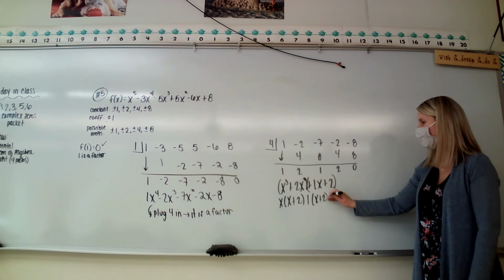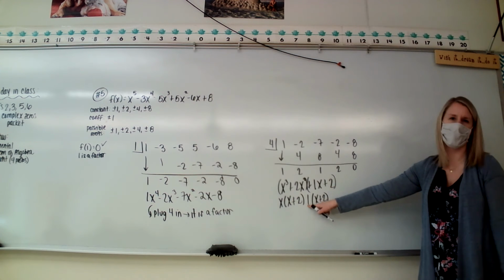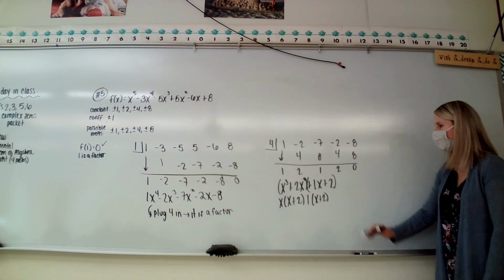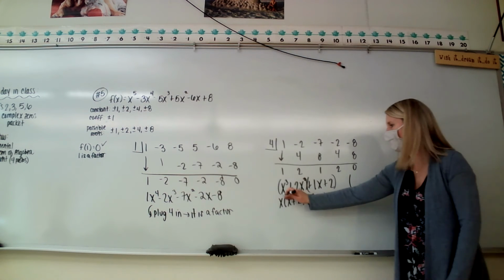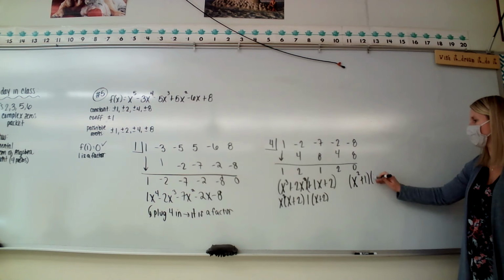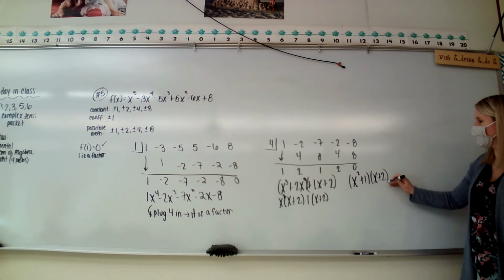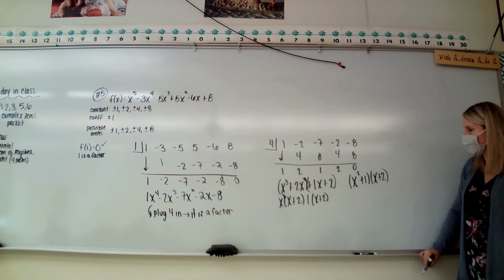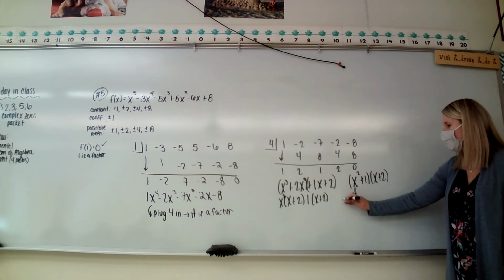Once again, for that second one, technically their GCF is just 1. So just a reminder to write that. That factors to x squared plus 1, x plus 2. And now we can finally solve for the rest of our factors here.